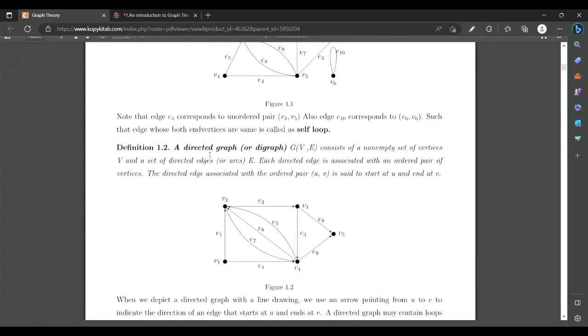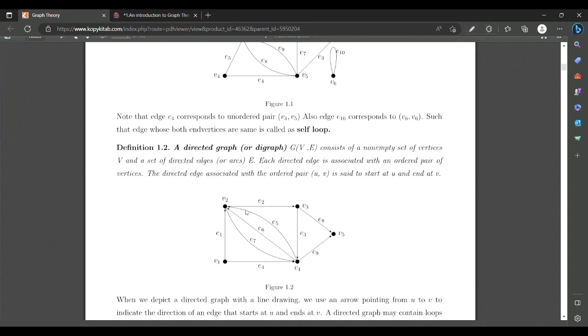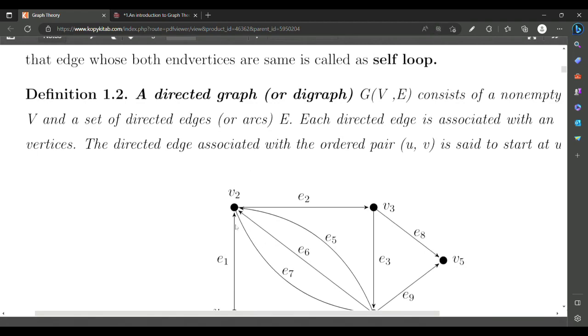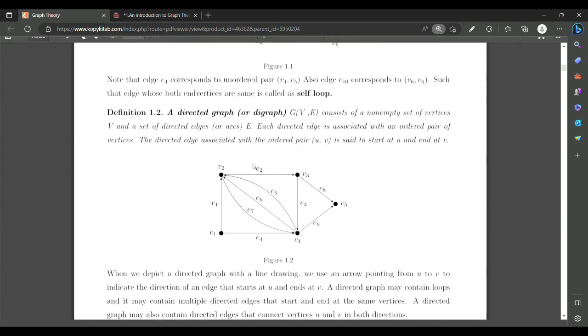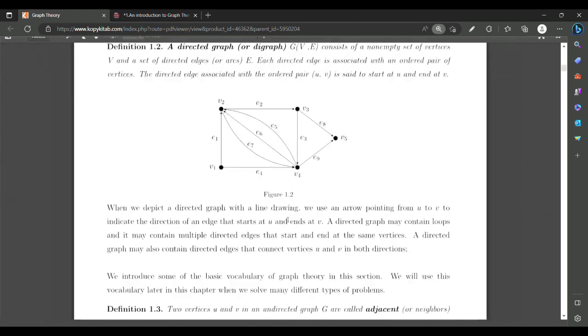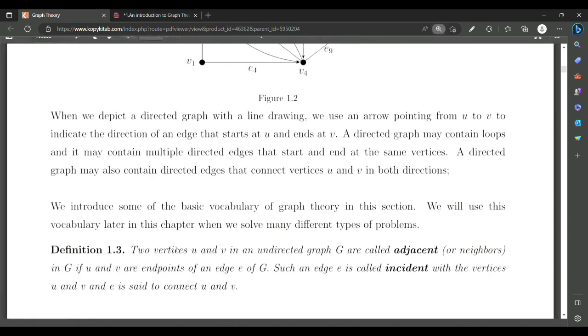Next is a directed graph, also called a digraph. A graph (V, E) consists of a non-empty set of vertices V and a set of directed edges. Directed means a direction is given to the edges. Here we can see an arrow given to the edges. These are called a directed graph. An undirected graph has no arrows. That's it.